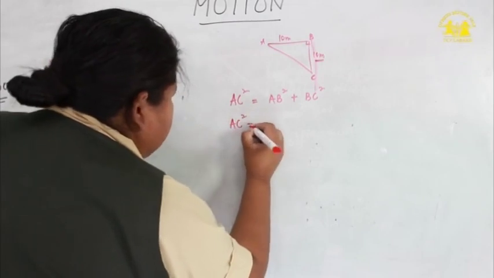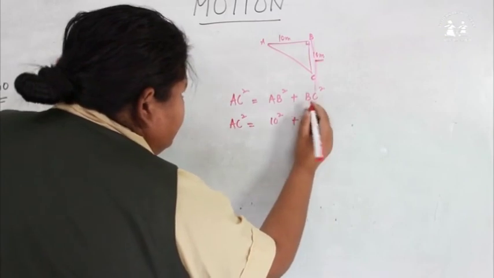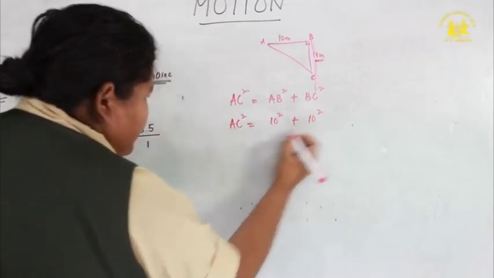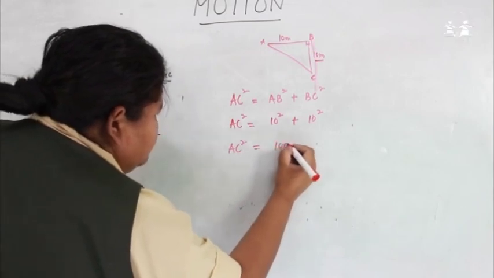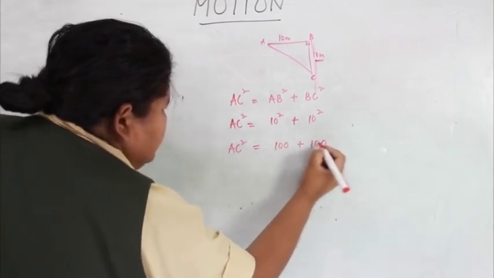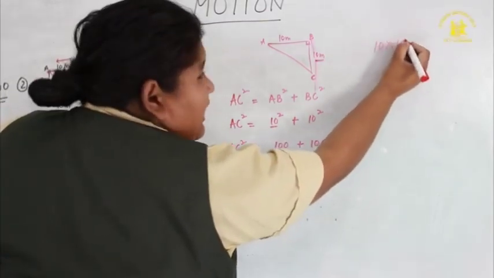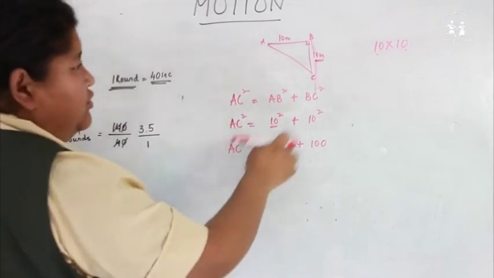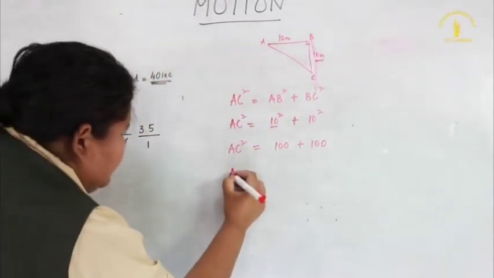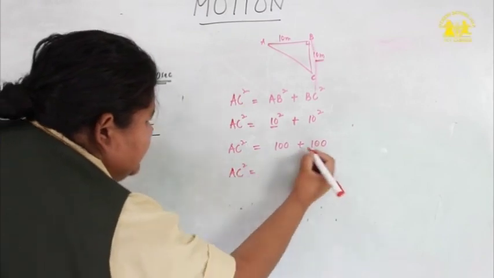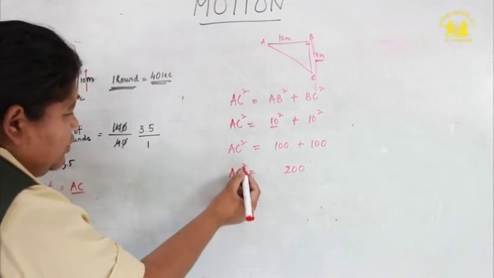AC square is equal to AB squared, that is 10 squared, plus BC squared, 10 squared. Right, so here AC square is equal to 100 plus 100. 10 times 10, 10 tens are 100. Okay, so AC square is equal to 100 plus 100, we get 200.